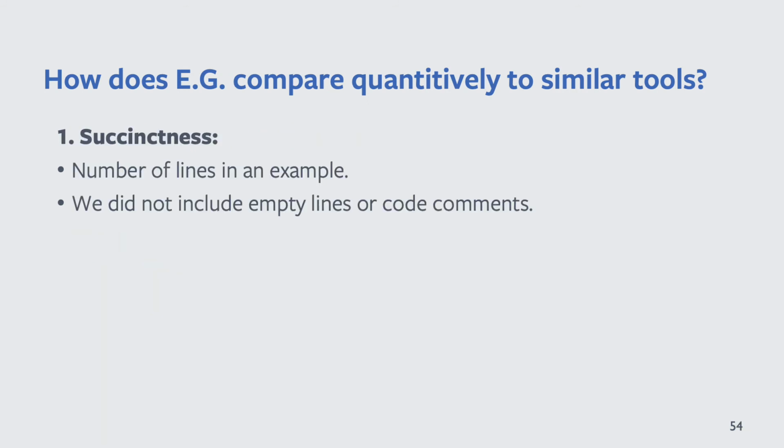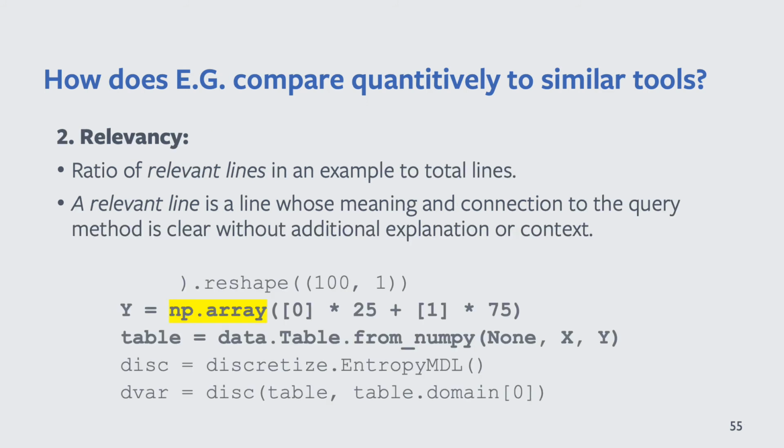The first metric is succinctness. This is a measure of the number of lines of code in each example. We excluded empty lines and code comments. The second metric is relevancy. We measured relevancy by taking the ratio of relevant lines in an example to total lines.